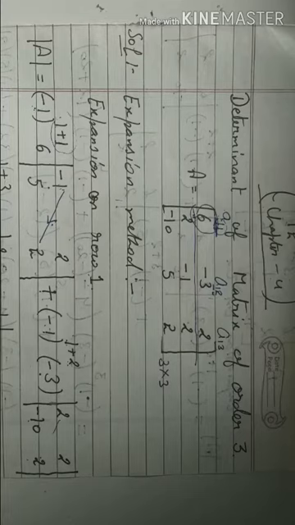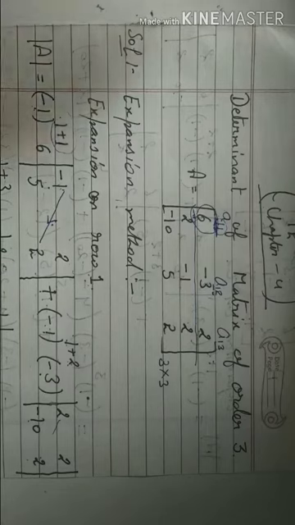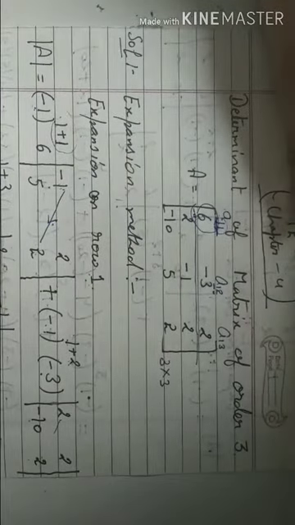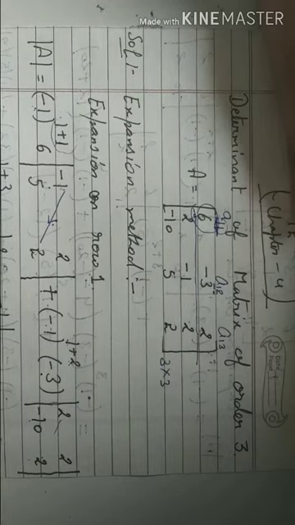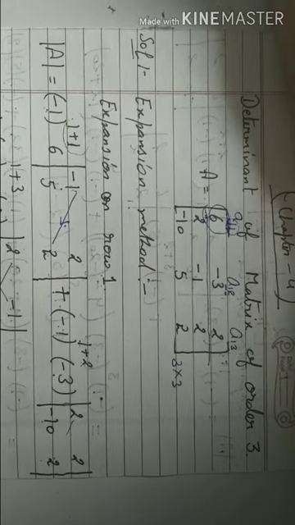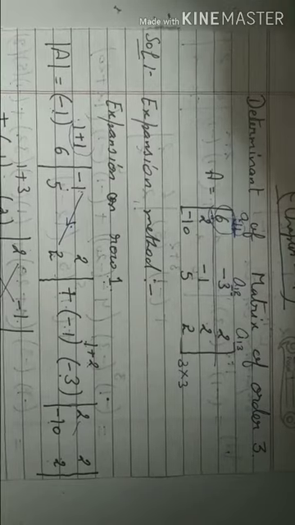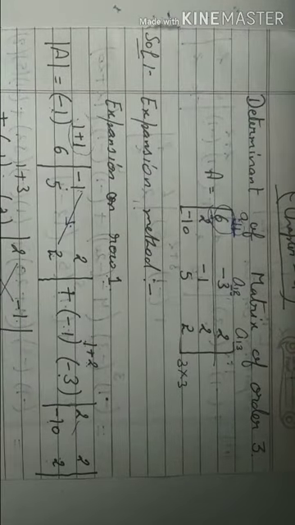To find the determinant, we have the expansion method, and we can apply this method in 6 ways, because we have 3 rows and 3 columns. But we apply it on only a single row or a single column. If we apply it on row 1, then how do we apply it?